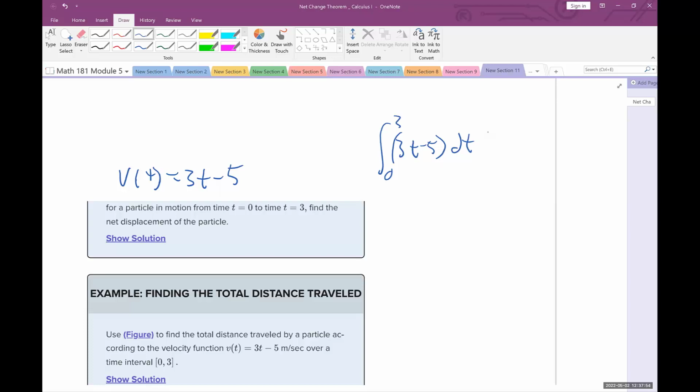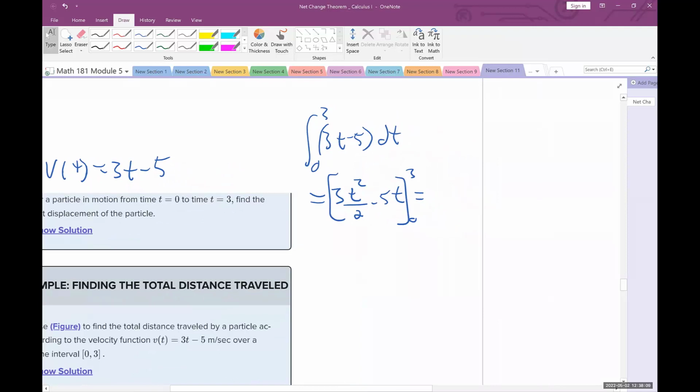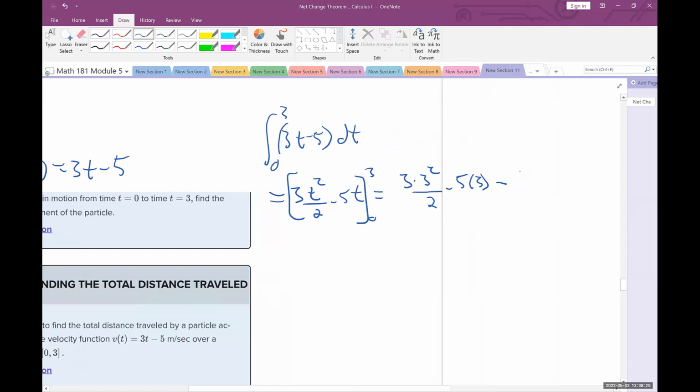Okay. So if we integrate that, we would have 3t squared over 2 minus 5t, and we evaluate that from 0 to 3. So that means we're going to have 3 times 3 squared over 2 minus 5 times 3, and then subtract from that 3 times 0 squared over 2 minus 5 times 0. Now I think you see that second part is all just going to be 0.